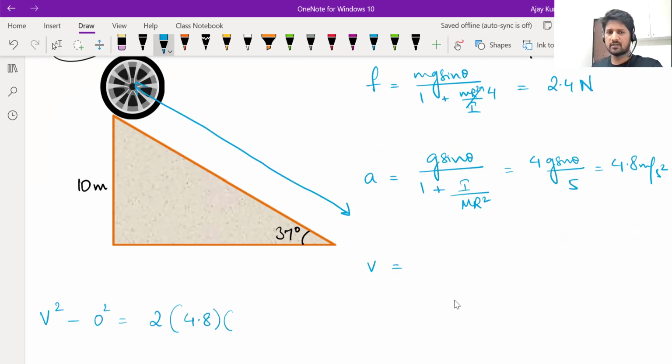How much is the displacement? Slant length, 50 by 3. 2 into 4.8 is 9.6. 9.6 into 100 is 960, which means with 50 it will be 480. We don't have to do that much. 480 by 3 is 160.